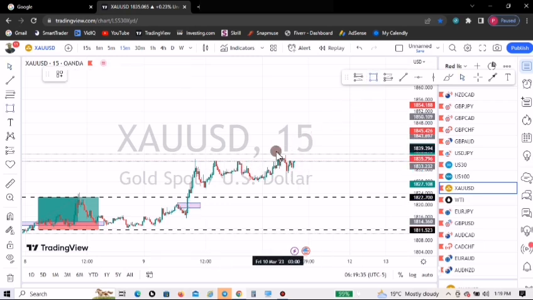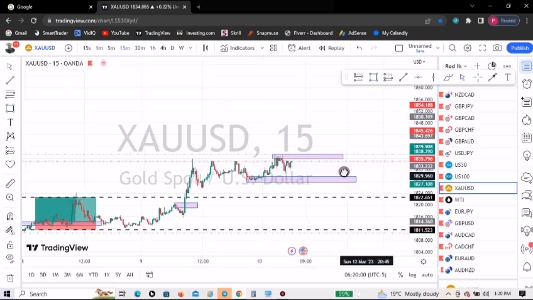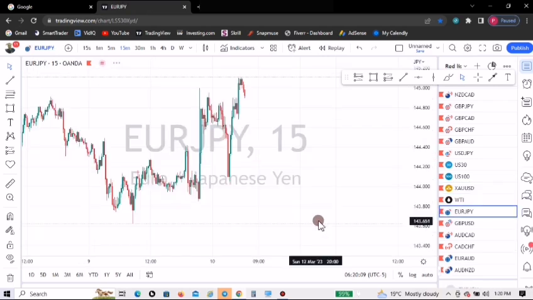Right now the highest point is this, and that highest point began somewhere there. If price closes above, I buy. If it closes below, I sell. Let's see EURJPY.